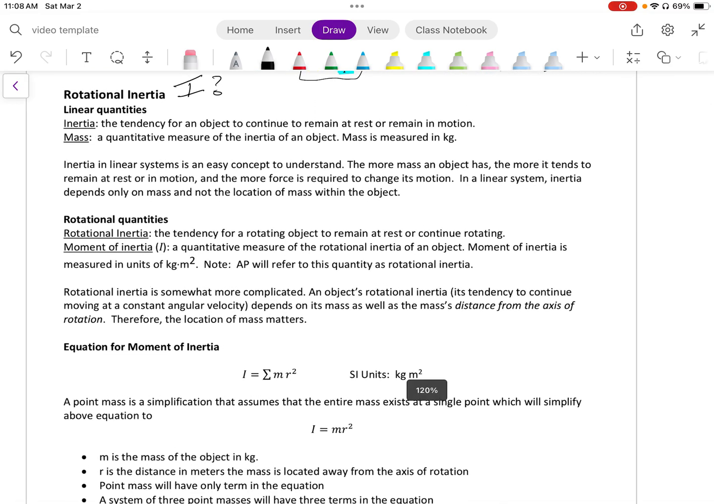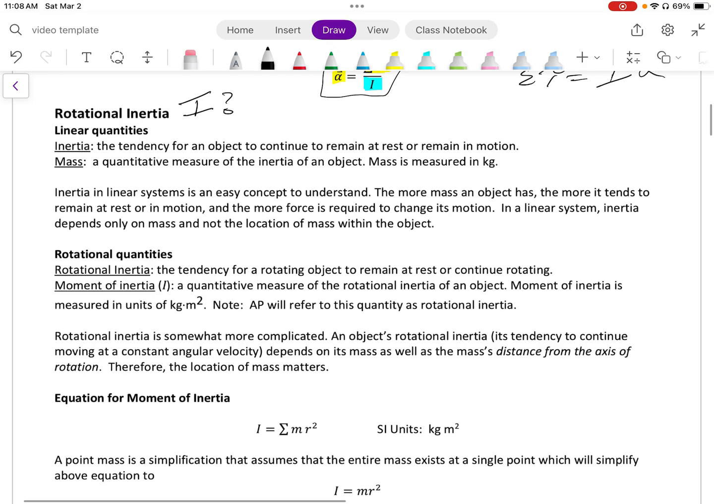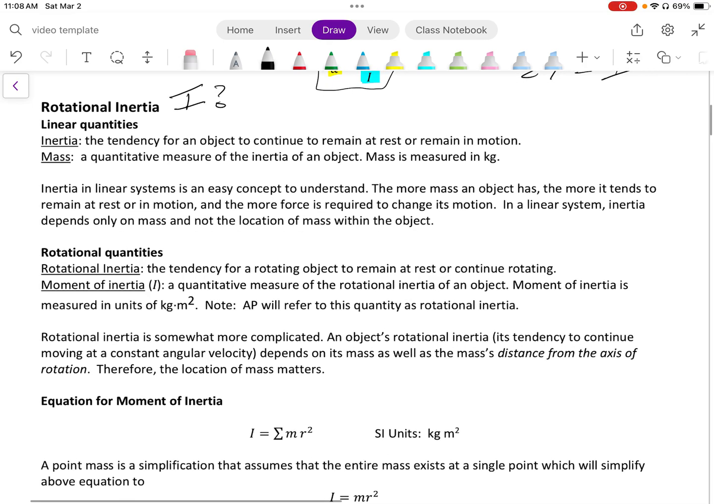So let's get into what is rotational inertia and how do we calculate it. But I'm going to talk about linear land first. This will help you understand it. Linear quantities. There is such a quantity as the object's inertia. It is a unitless quantity. There are no units for inertia. It is the tendency for an object to continue to remain at rest or remain in motion. Okay, so that's something to do with Newton's first law.